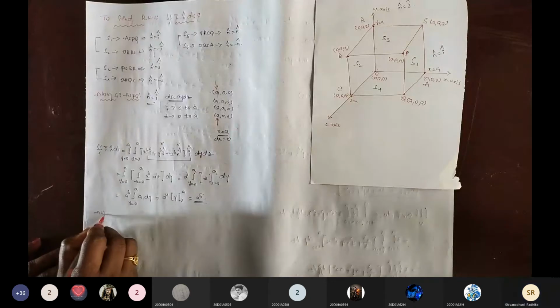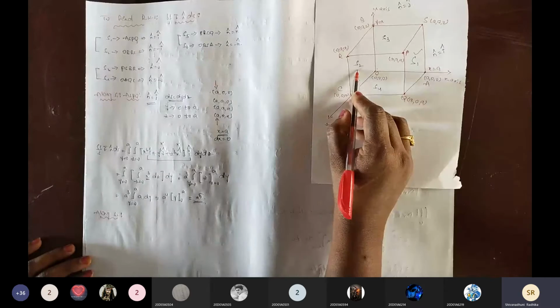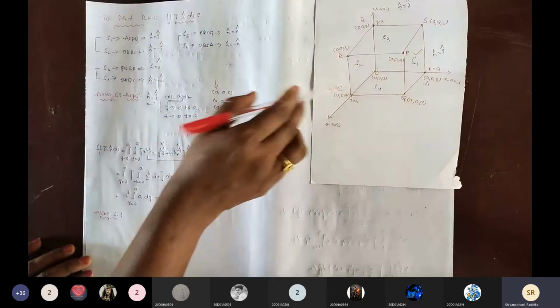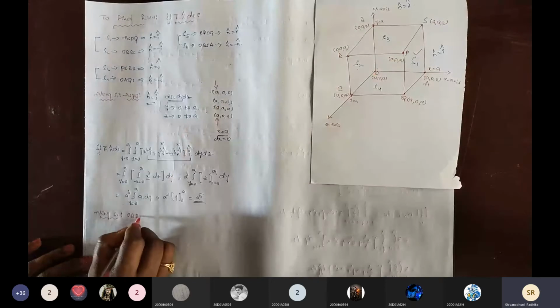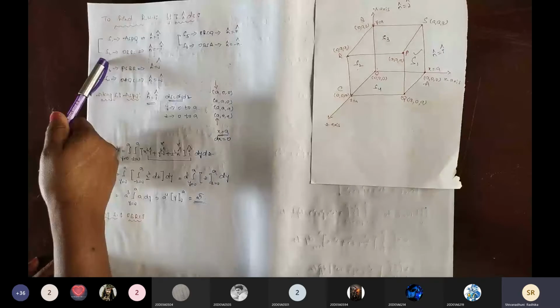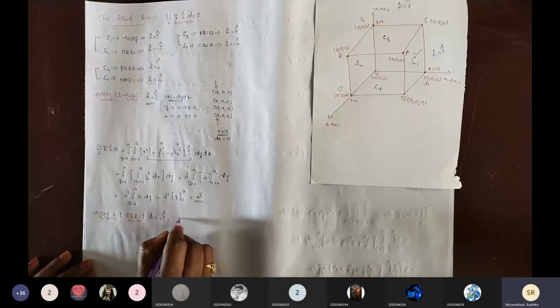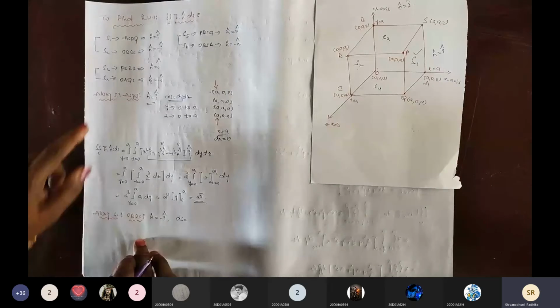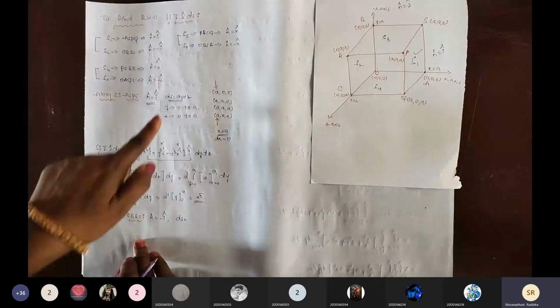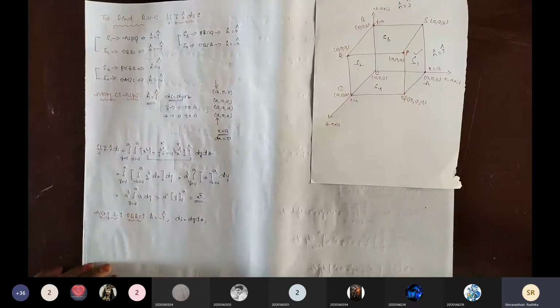Right? Now we go for S2. Where is S2? Here, this is S2. S1 is completed; S2 is this one, that is OBRC. Along S2, what is n cap? Already given, n cap equals minus i cap. What is ds? S2 is a projection of S1, so as it is, ds is dy dz.